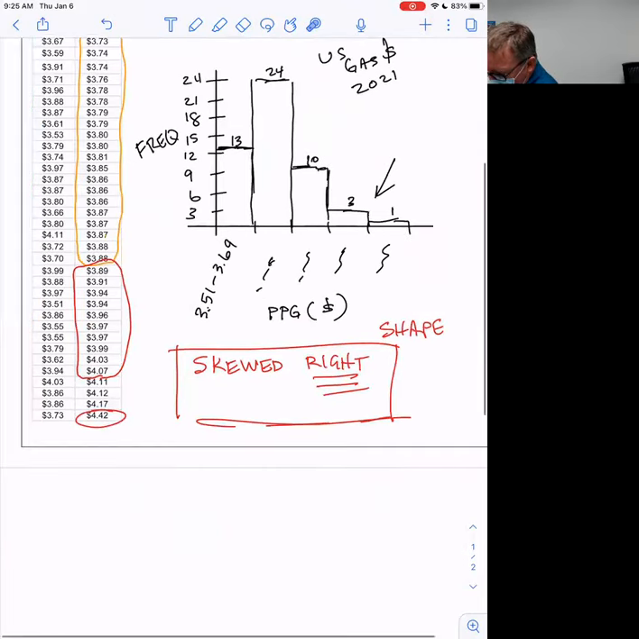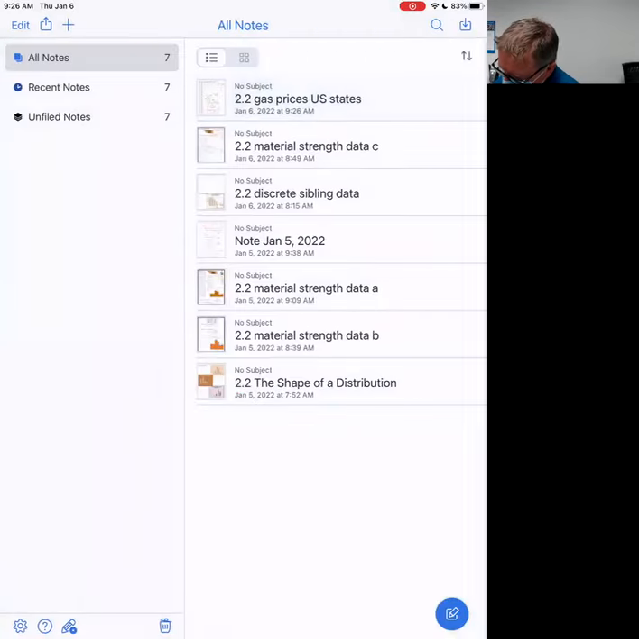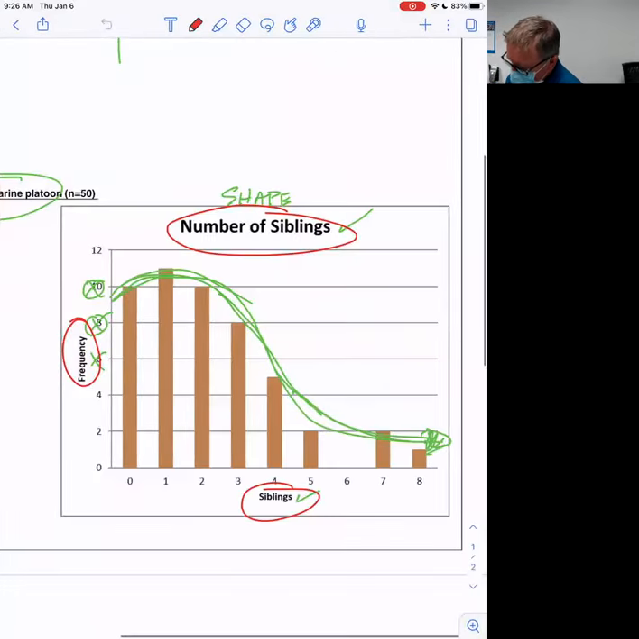And so it's this outlier. We'll be talking about this later on, but that's an outlier right there. That's like an outlier state. It's kind of crazy how high that is. It jumps so much higher than all the rest of them. So that's what's making it skewed right. Would you agree that this one was also skewed right? It's kind of the same basic shape.